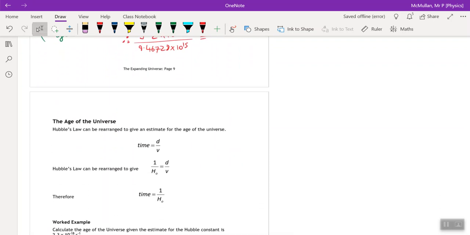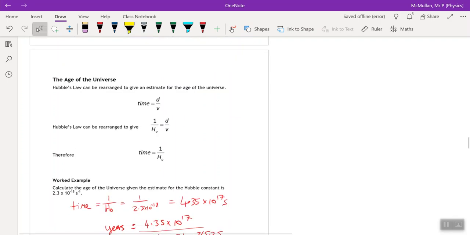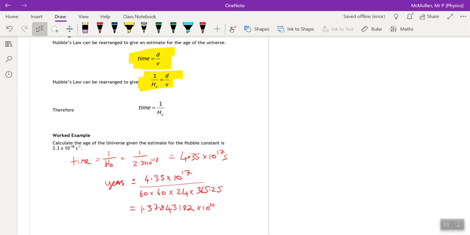You can theoretically work out the age of the universe through Hubble's law. If you rearrange it, time equals distance divided by speed. We know that Hubble's law is v equals H naught d, and if you rearrange it, 1 over H naught equals d over v. So we could say therefore that time equals 1 over Hubble's constant. To calculate the age of the universe, given the estimate for Hubble's constant is 2.3 times 10 to the minus 18, if we plug the numbers in, time equals 1 over that, which is 4.35 times 10 to the 17 seconds.